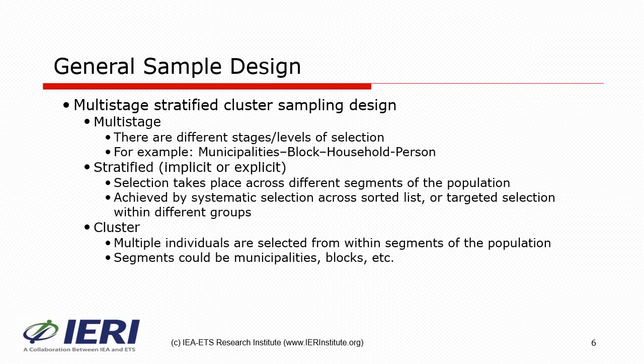It's stratified in the sense that the selection takes place across different segments of the population. This coverage of the different segments could be done explicitly or implicitly, and it is achieved by either systematic selection across a sorted list of individuals or targeted selection within different groups. It is a cluster sample because multiple individuals are selected from within segments of the population. Imagine a block or neighborhood, and from that neighborhood several individuals would be selected.